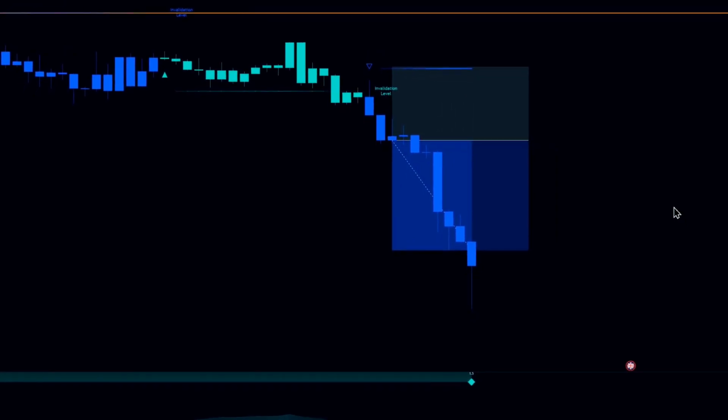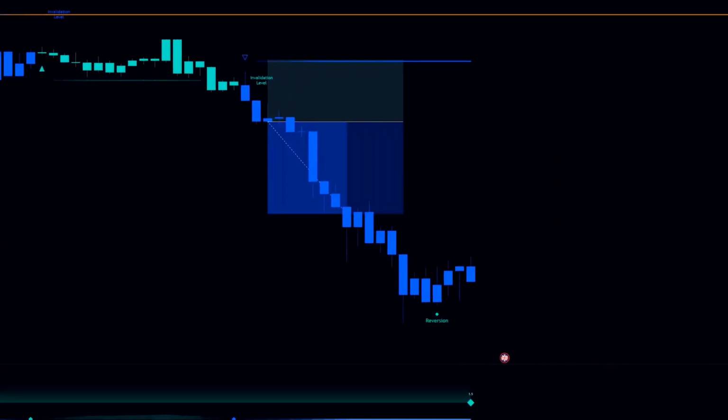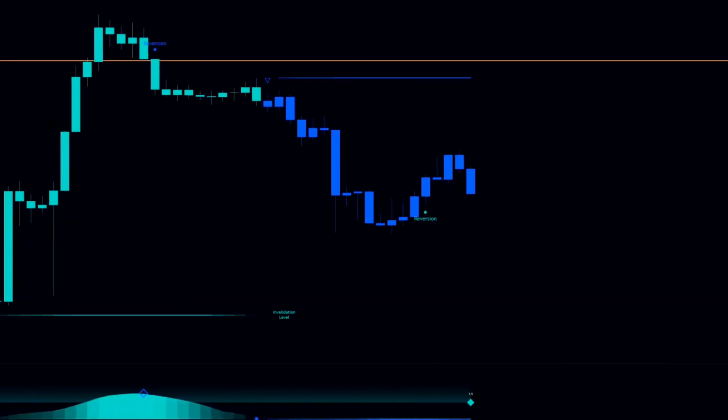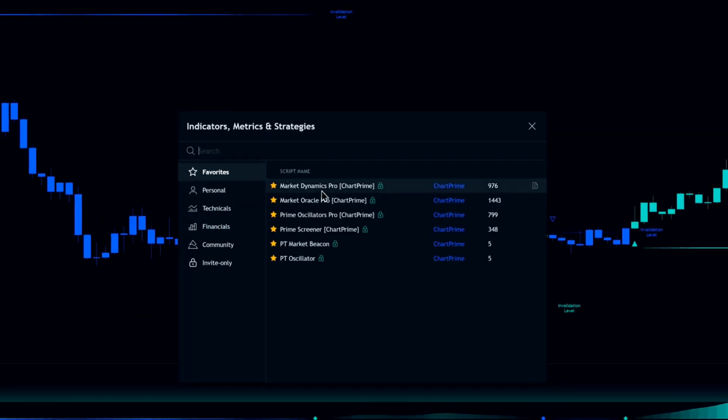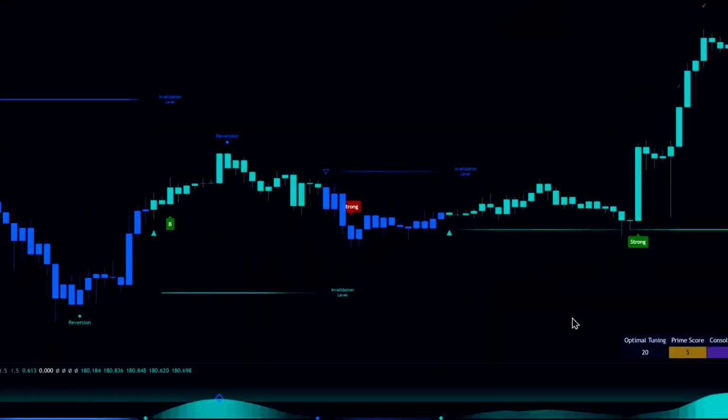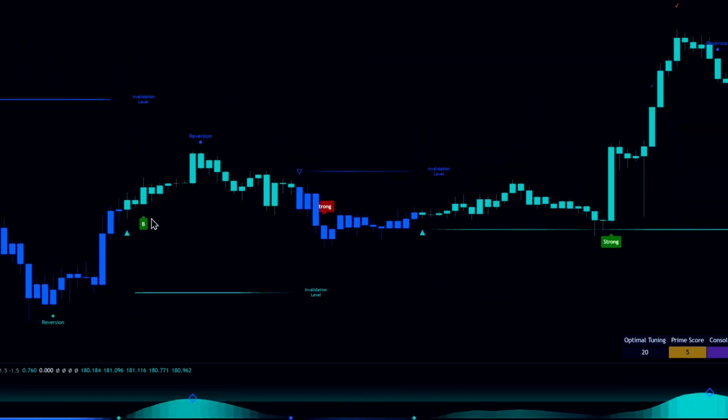While this indicator isn't a complete strategy, you can use it alongside backtesting to refine your trading. Consider pairing it with another ChartPrime indicator called Market Oracle Pro for an added boost. It gives normal and strong buy and sell signals.